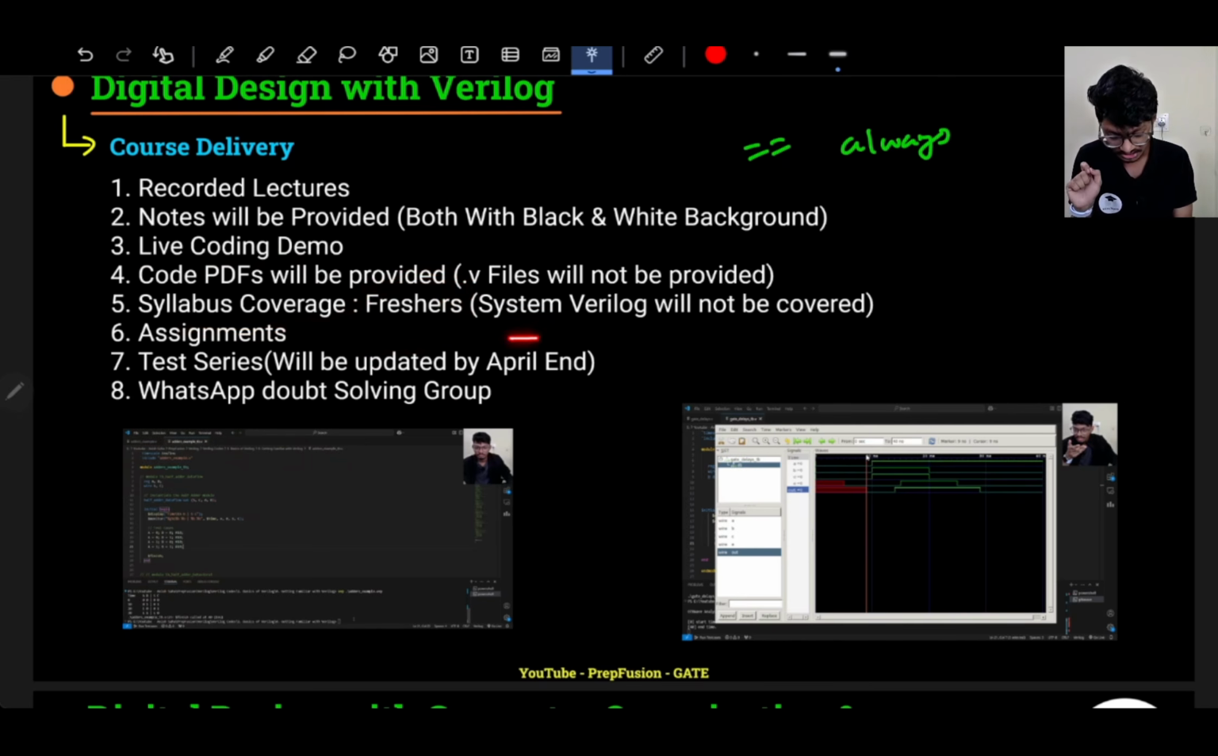Please keep in mind, SystemVerilog will not be covered. Only Verilog will be covered. Okay, assignments will be given to you.